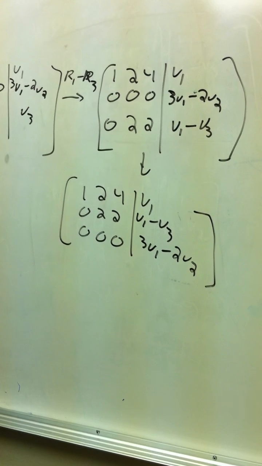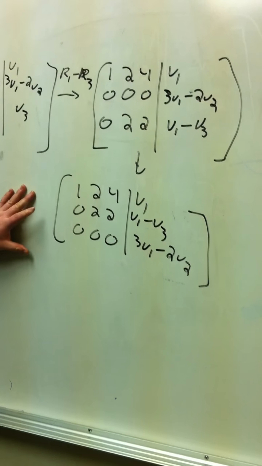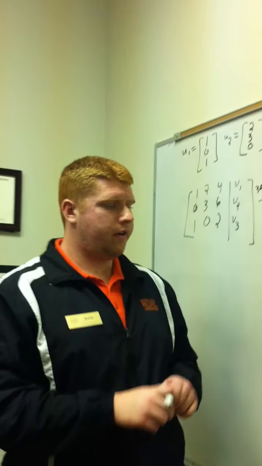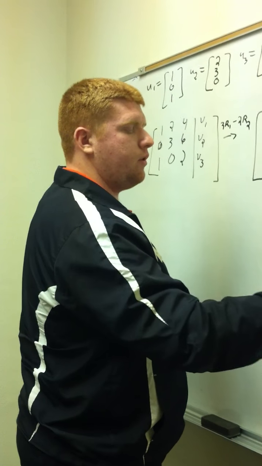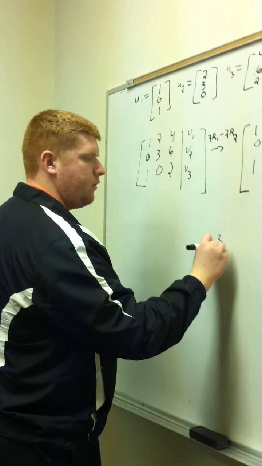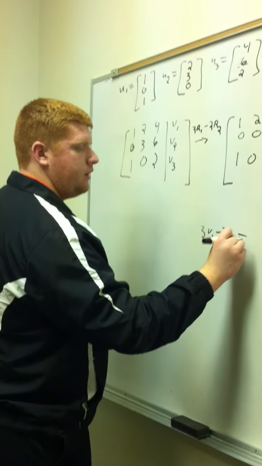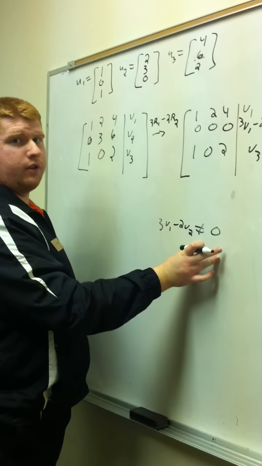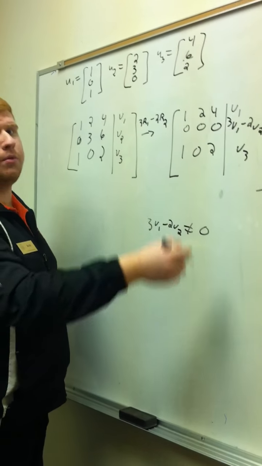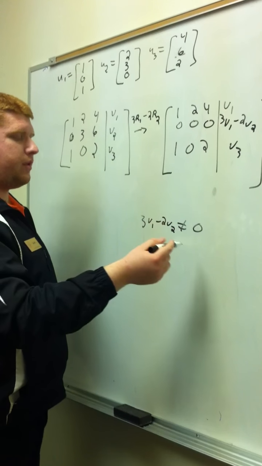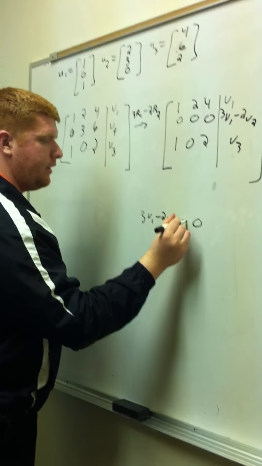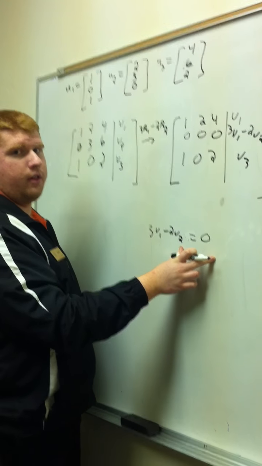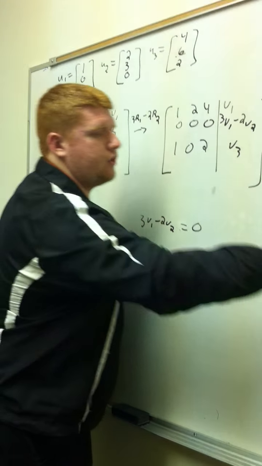So now we can see that the rank of A will not equal the rank of B only if 3V1 minus 2V2 does not equal 0. If 3V1 minus 2V2 does equal 0, then we will have a solution for the matrix, which means that only vectors so that 3V1 minus 2V2 equals 0 will form a solution of this matrix.